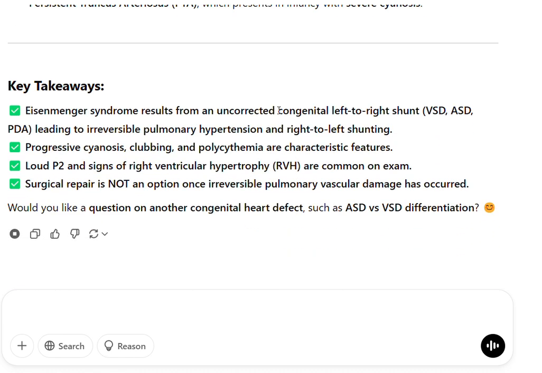Key takeaways: Eisenmenger syndrome results from an uncorrected congenital left-to-right shunt, VSD, PDA, leading to irreversible pulmonary hypertension and right-to-left shunting. Progressive cyanosis, clubbing, and polycythemia are characteristic features. Loud P2 and signs of right ventricular hypertrophy, RVH, are common on exam. Surgical repair is not an option once irreversible pulmonary vascular damage has occurred.